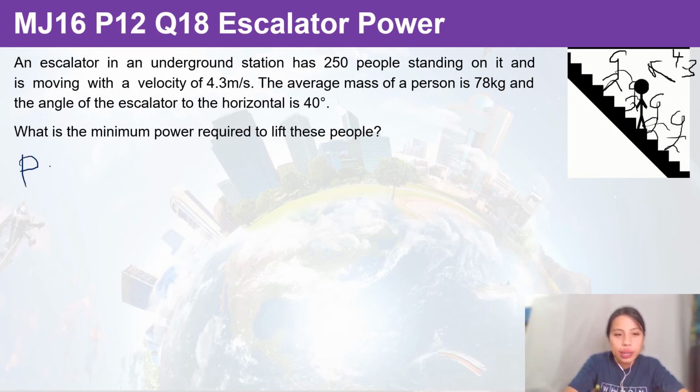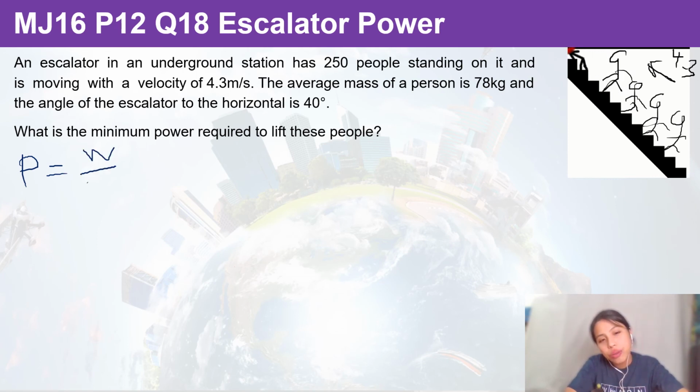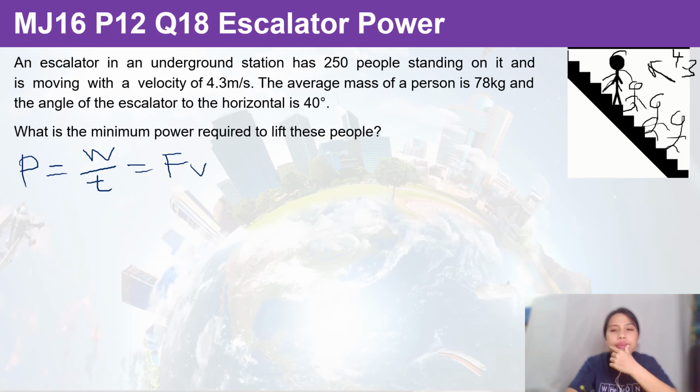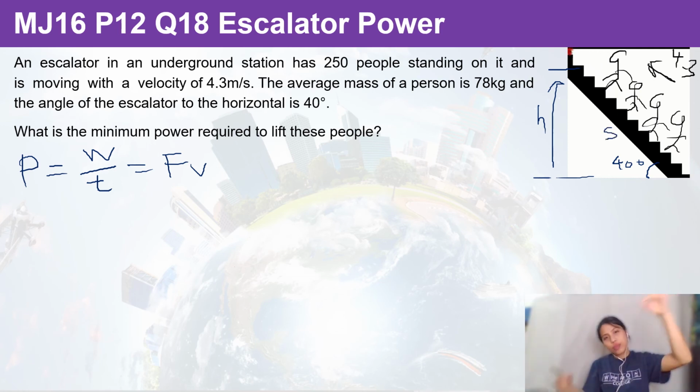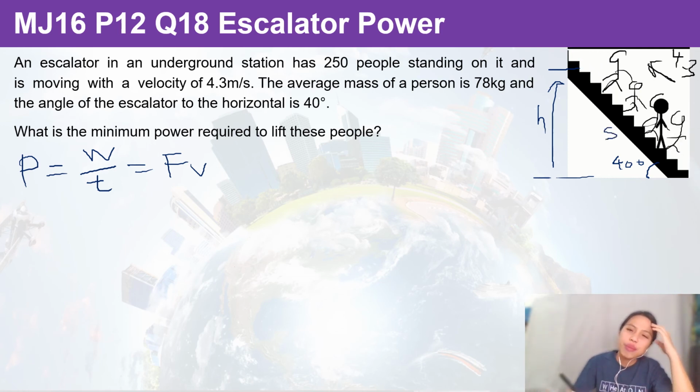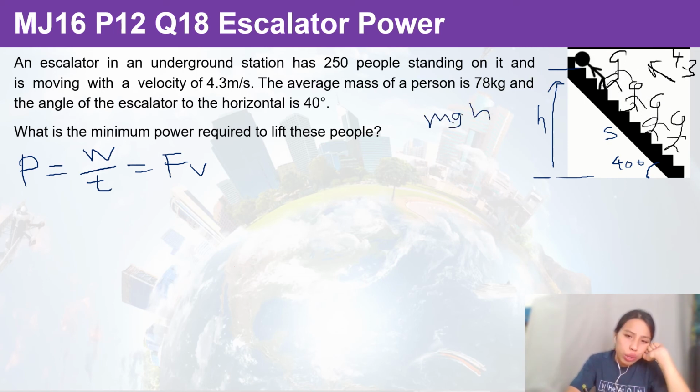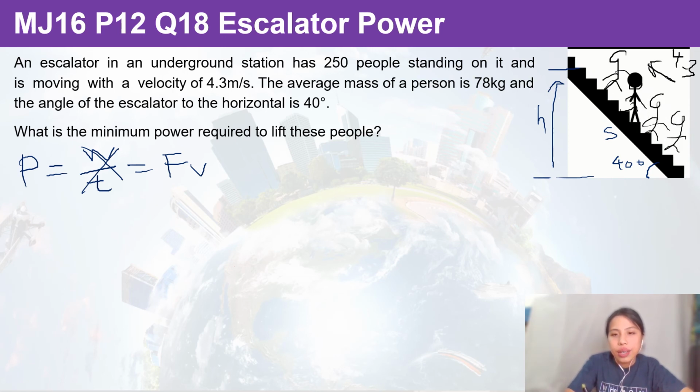Now, if we have power, can we use work done over time? Or should we use force times velocity? How do we decide? Well, if we use work done over time, we have to find the change in height of all the people on average. But to find the change in height, I don't think we quite have enough information, because we'll need to know the length or the displacement of all the people on average to find the height, because we want to do mgh. So we don't have this info, so we cannot use this. We'll need more hassle to use that. Okay, so let's look at force times velocity.